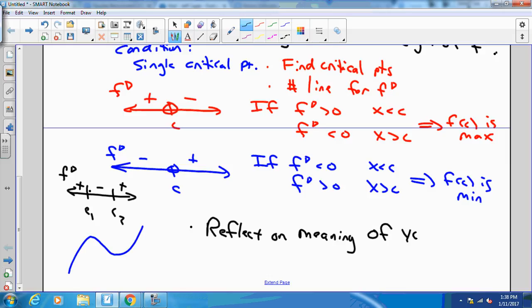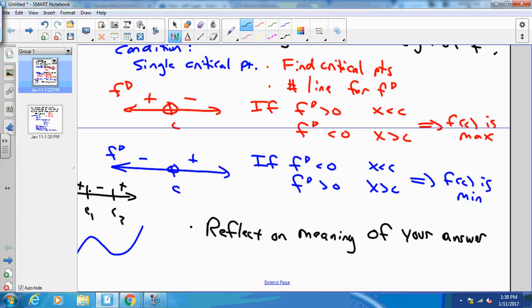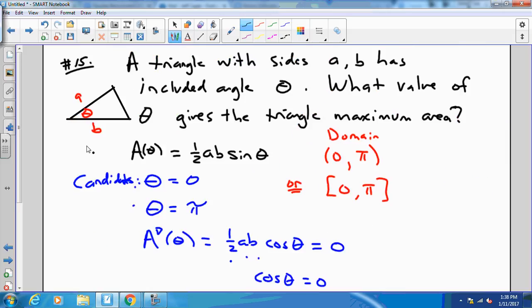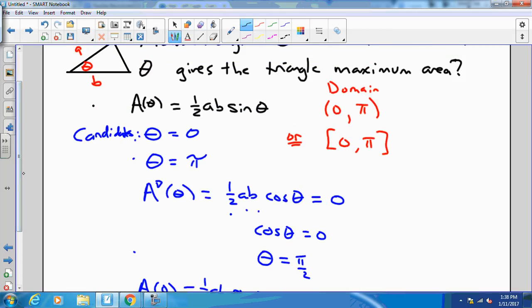I do this as a matter of habit. And what it does is it helps to forge the mental connections that you need in order to understand what's going on. Let's go back and do that in our case here. Reflect on the meaning of the answer.